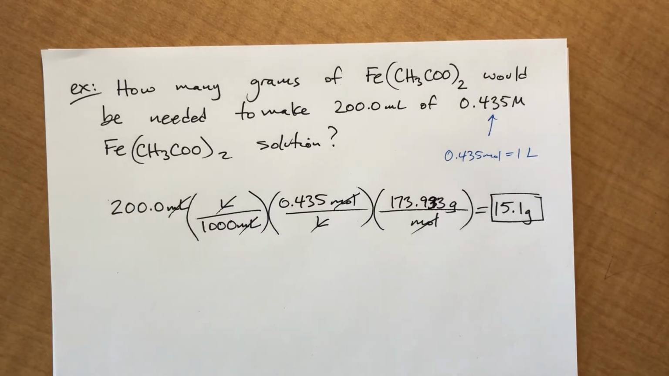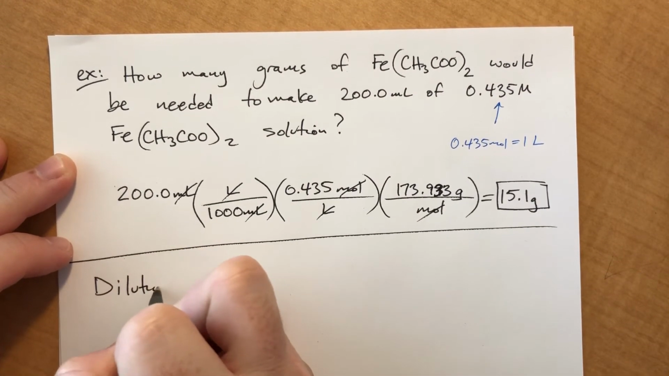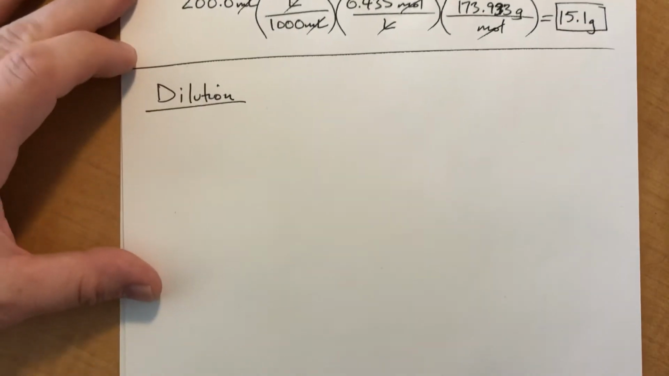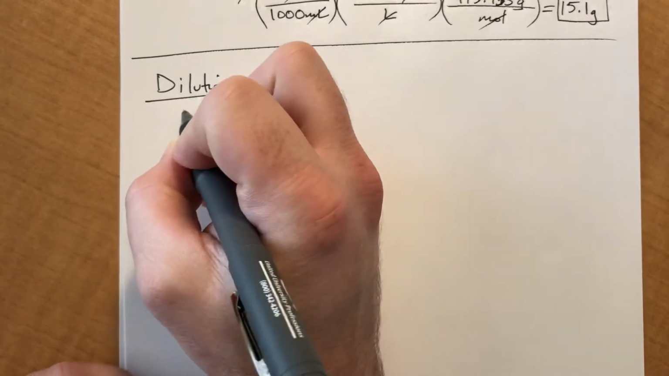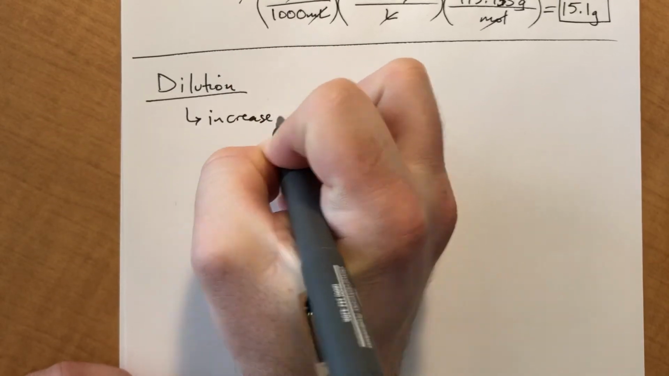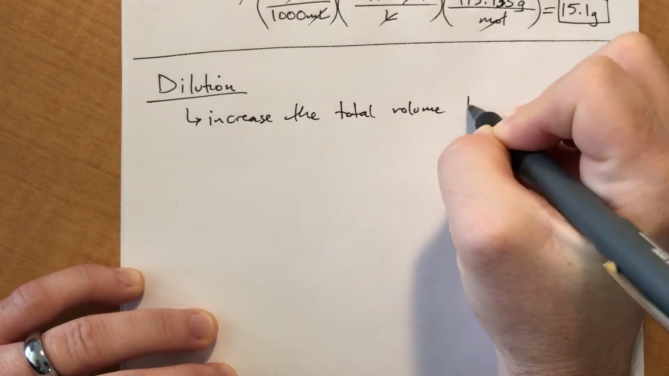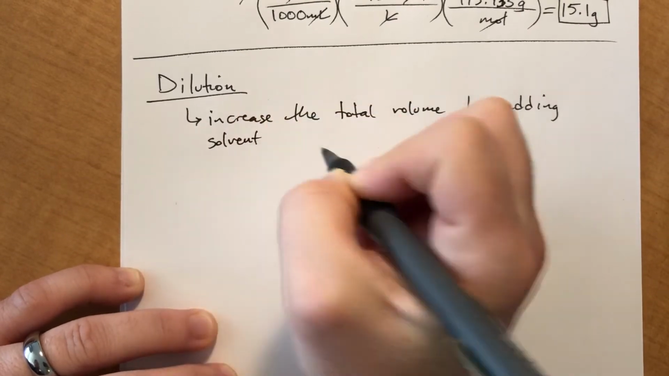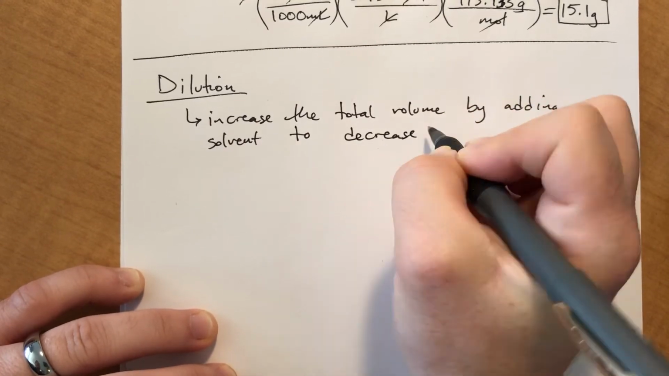All right, so there's a couple examples of how molarity works. Let's talk about something called dilution. Dilutions come up in lab situations quite a bit. Okay, so a dilution is the idea of you increase the total volume by adding solvent, to decrease the concentration or decrease the molarity.